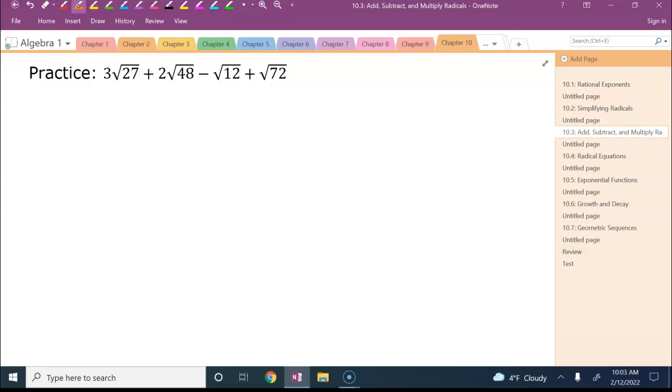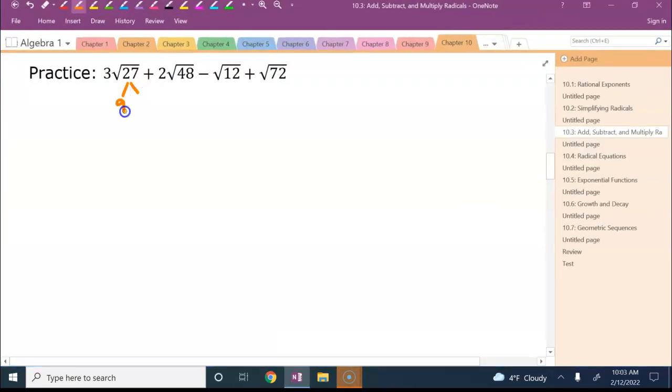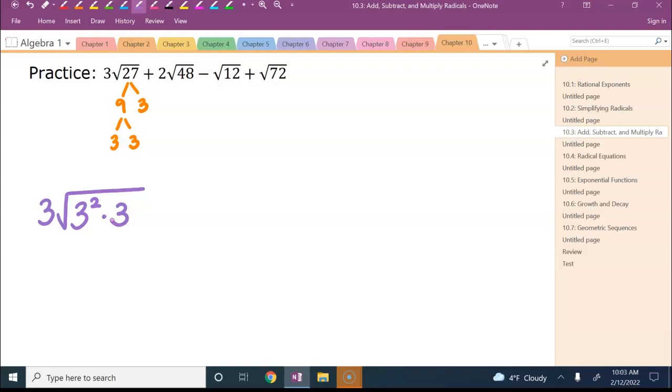So again, this one has all square roots, so I'm looking for groups of 2 here. So 27 would be 9 times 3, and 9 would be 3 and 3. So we've got that 3 sitting out front, and then underneath here, I am going to still do it like this, like 3 squared times 3. I know I could write it as 3 to the 3rd power, but remember I'm looking for groups of 2, so I want you to be able to see that group of 2 that you're going to end up taking out of the square root sign.